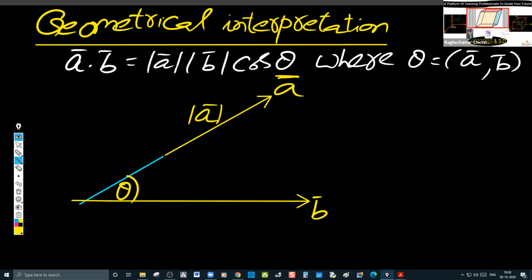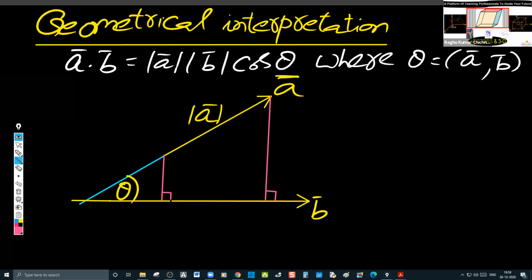from the extremities of A bar onto B bar. That is, this is one extremity. I have drawn a perpendicular here. This is one other extremity. I have drawn a perpendicular here. This is called the projection, please. Projection of A bar on B bar. The meaning of projection, no confusion, please. It is nothing but drawing the perpendiculars from the extremities of one vector onto another vector.